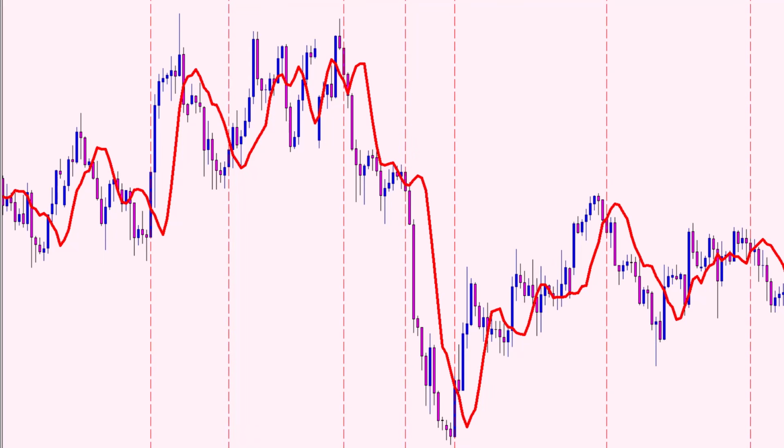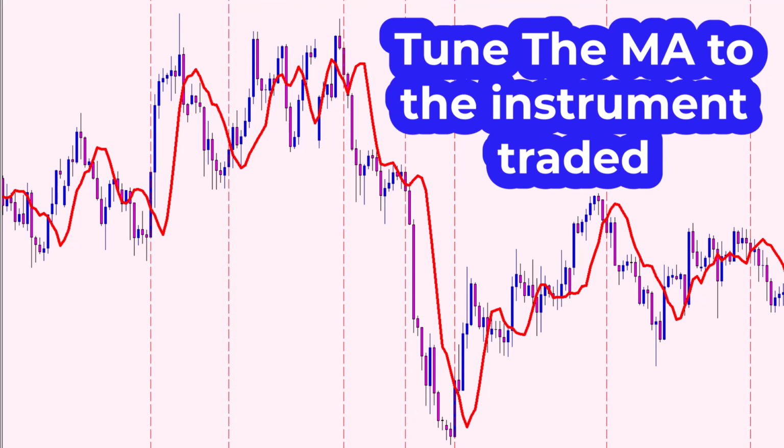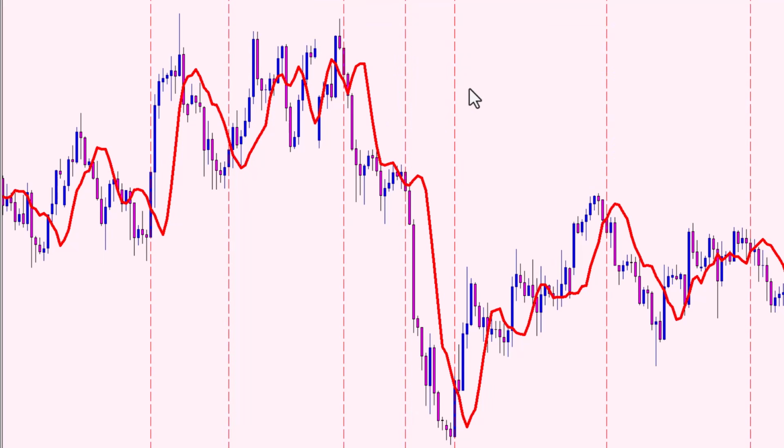Now, there are ways of tuning this technique to the instrument that you're trading. A lot of traders ask me, but what settings should I use? I have worked out that 4 offset by 4 has provided me with really good signals in the past, but not for all instruments. By making this indicator less sensitive, you can avoid some whipsaws.